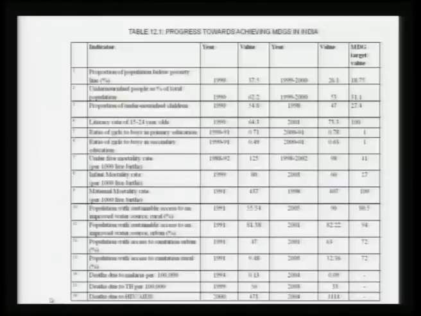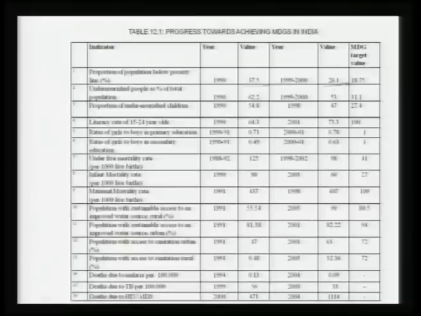The first indicator, proportion of population below poverty. In 1990, roughly 37.5% population of India was living below the poverty line. In 1999-2000, the percentage reduced to 26.1. So, there is a reduction of more than 11 points in poverty ratio. The MDG value is that we have to bring it down to 18.75%. These are all ambitious goals. Undernourished people as percentage of total population, which was 62.2% in 90, reduced to 53%, and we have to reduce it further to 31.1%. Again, a very ambitious target.